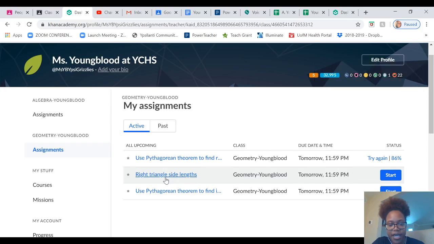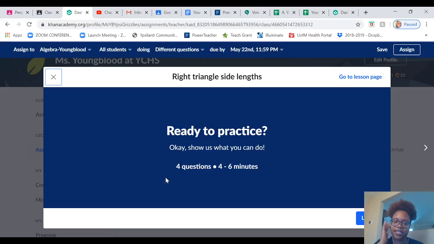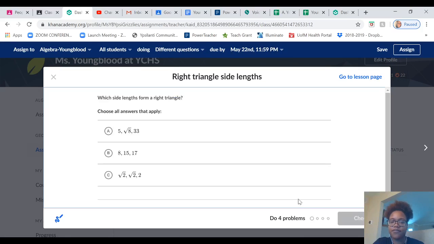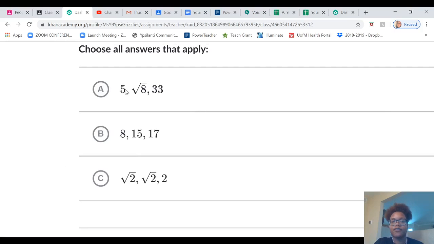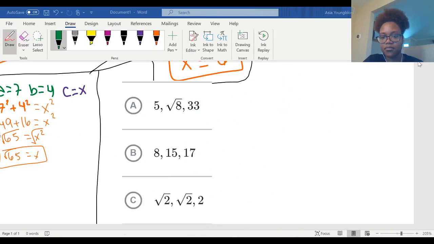So now we're going to look at right triangle side lengths. This problem set is only 4 problems. In this problem set, what you have to do is determine which of these 3 sides make a right triangle. So basically what we are doing is seeing if you square the first 2 numbers, is it going to be equal to the square of this number? So I'm going to copy this over to my sketch pad and we'll work on it in there.